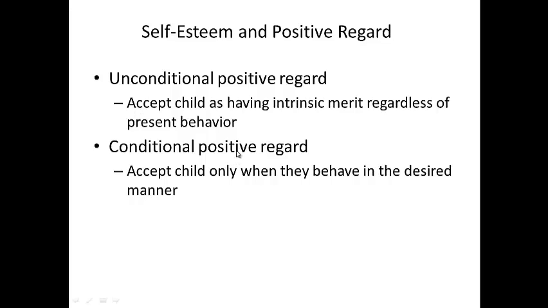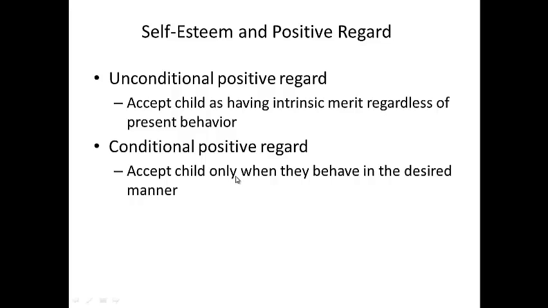Conditional positive regard, on the other hand, is accepting a child only when they behave in the desired way. So, expressing your love to a child only if, let's say, they come home with an A on their exam. If a child comes home with an A and you say, oh, you did such a great job, I love you so much, that could be conditional or unconditional. Our question is, what happens when the child doesn't behave in the way you want?